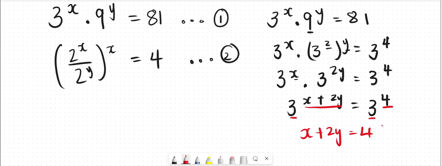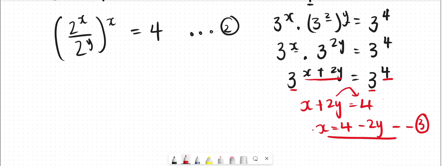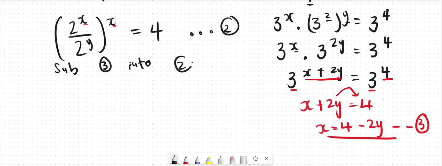It is quite easy for me to make x the subject. I will just take the 2y to the other side, and so x is equal to 4 minus 2y. I'm going to call this equation 3, and I'm going to substitute it wherever I see x in equation 2, in this position here and in this position there. Before we substitute, let's write that we are subbing equation 3 into equation 2.